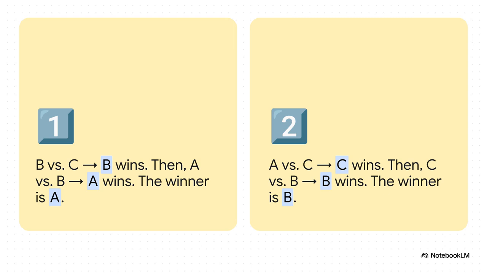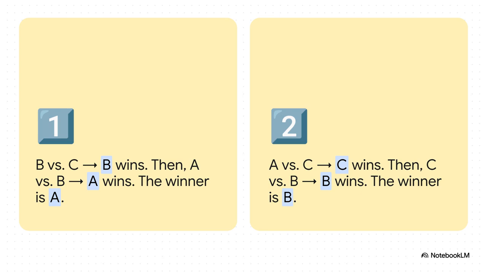Watch what happens if we have them vote in pairs. Over on the left, let's say B goes against C first. B wins. Okay. Then the winner, B, goes up against A, and A wins. So A is our champion. Simple, right? But wait, what if we just change the order?